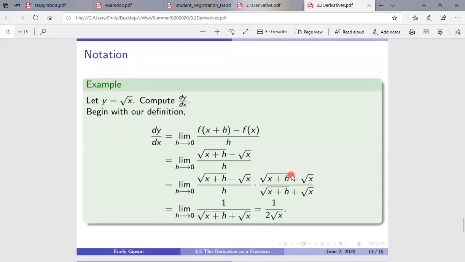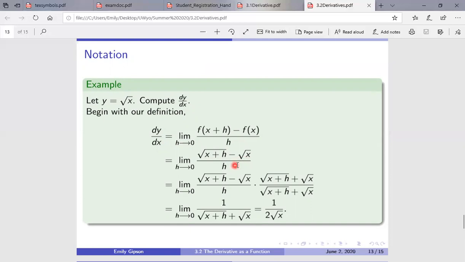Welcome back. So let y equal the square root of x and compute dy dx. So we begin with our definition. dy dx is equal to the limit as h approaches 0 of f of x plus h minus f of x all over h. So we can go ahead and plug x plus h into our function for this very first one, and we get the square root of x plus h minus just f of x, which is the square root of x, all over h.